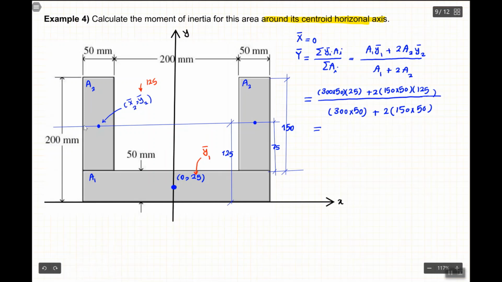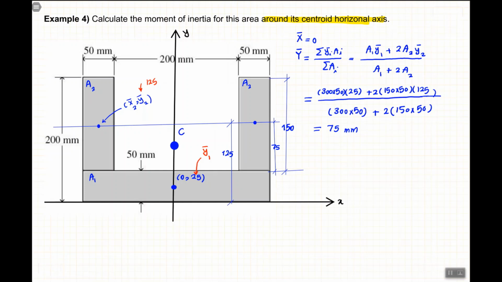Basically, for x bar 2, y bar 2, we can figure out the distance. It's 125 because the whole thing is 150, and we put together all these numbers, we get 75 millimeters. So far all we did is find the centroid for the whole thing, which is basically 75. Let's say it's a point around maybe here. I just show it by this big dot here. So that's the centroid for the whole area.